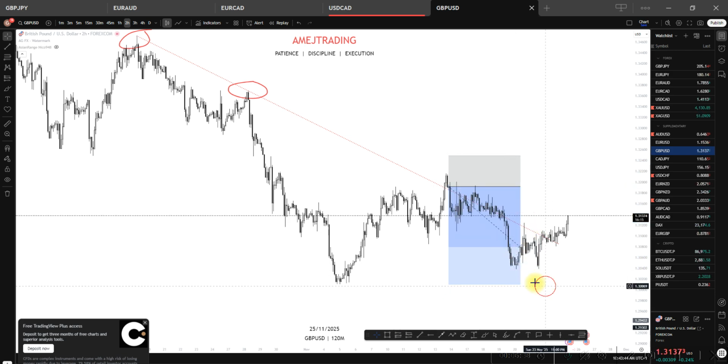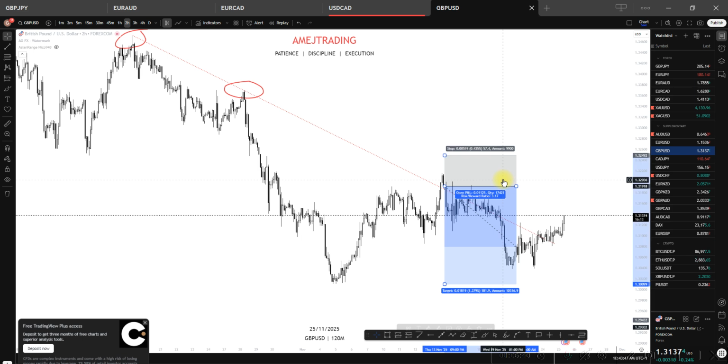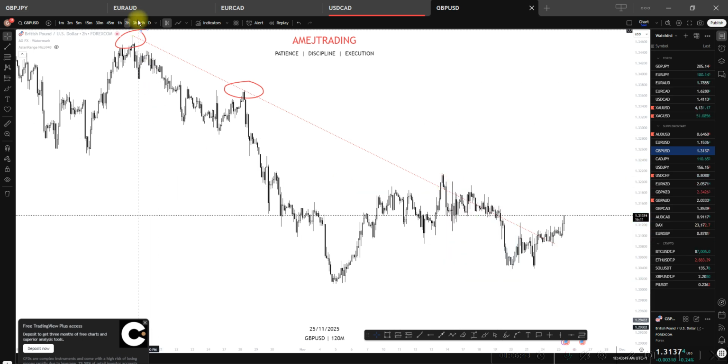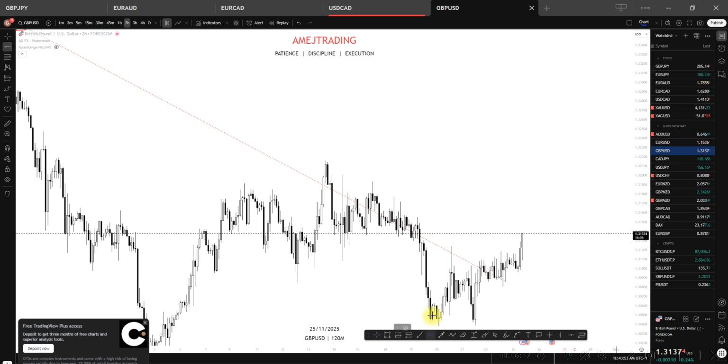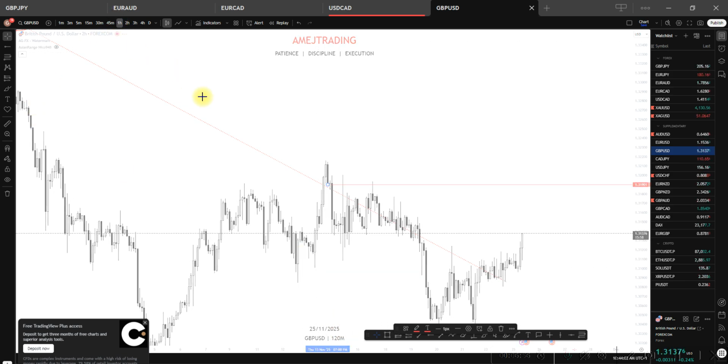This is like 1 to 3 RR trade. So let's say you didn't make use of this 2 hours confirmation. Let's use a line to mark where I would have entered from. So this will be our point of entry for the 2 hours entry. Let's go to say 1 hour now.